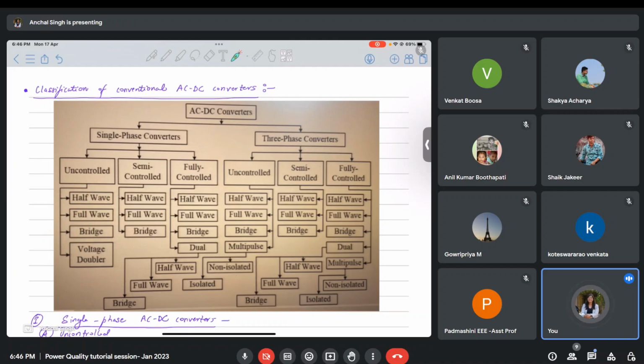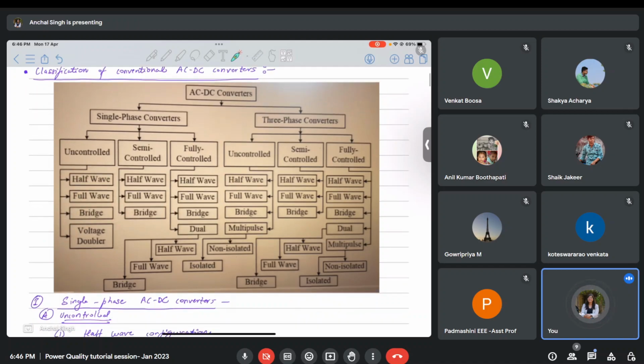Then when you go to three phase or higher phases, in three phase there is another category, that is multipulse converter. Multipulse converters could be isolated or non-isolated. And then in fully controlled, there is another variation, that is dual.